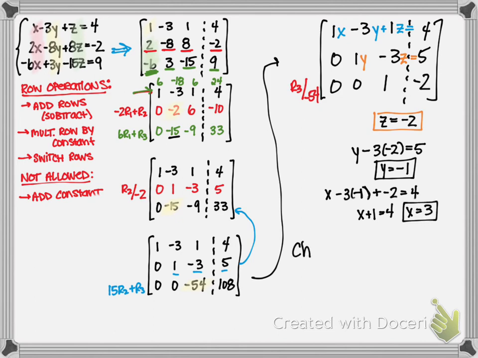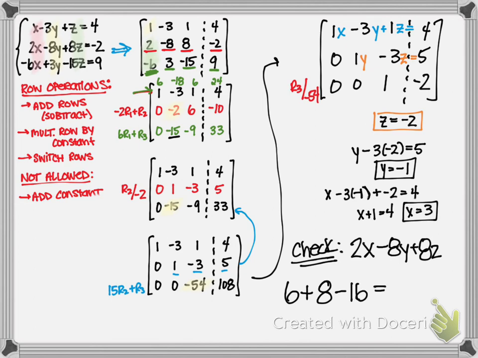I always like to do a quick check at the end. So I'm going to take my second equation this time, 2x minus 8y plus 8z, and throw my values in there. So 2 times x is 6 minus 8 times y, which would be really 8 times negative 1, which will give us a positive instead of subtraction. And then minus 16. So it looks like we'd have 14 minus 16 is negative 2, and that was our second equation. So we're good with x equals 3, y is negative 1, and z is negative 2.